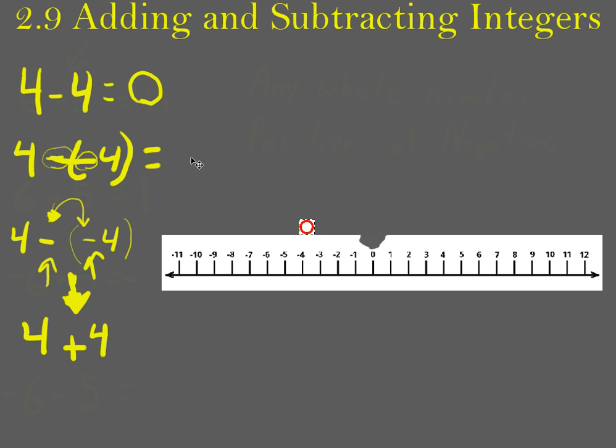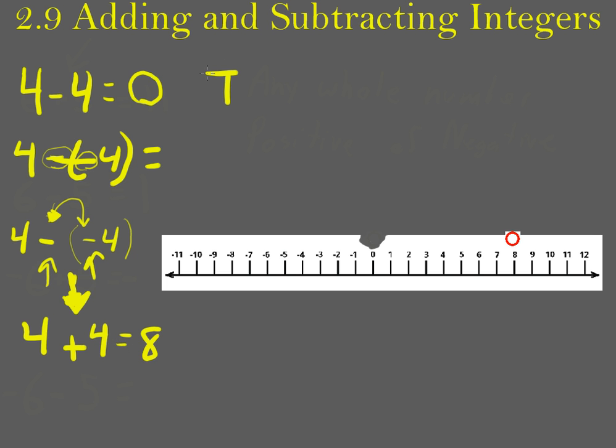Okay, so we have 4 minus negative 4. And we know we always start where the first number is, that 4. And if it was 4 minus 4, we'd go in that negative direction. But because we're taking away a negative, we're getting rid of negative 4. Remember we have those 2 negatives in a row, which turns to a plus sign. We're actually just doing 4 plus 4. So we're going to go 4 in that positive direction, which gives us 8.